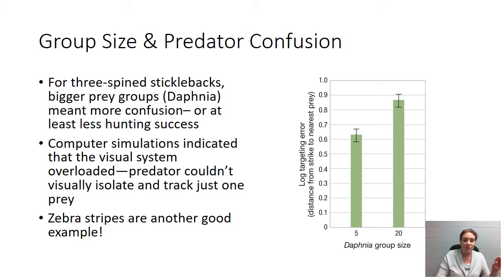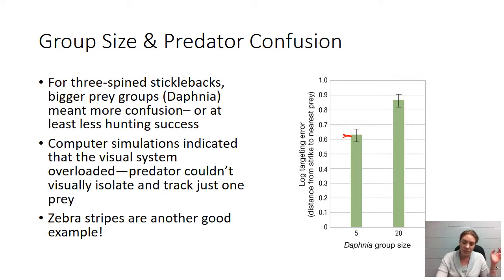They actually tracked this, and they did some computer models. They took some predator fish, sticklebacks, and prey, Daphnia, water fleas, and they looked at the group size. If they had 5 water fleas, they measured the targeting error, the distance from the strike to the nearest prey. Basically, how good was the predator at catching an individual? How much error was there?